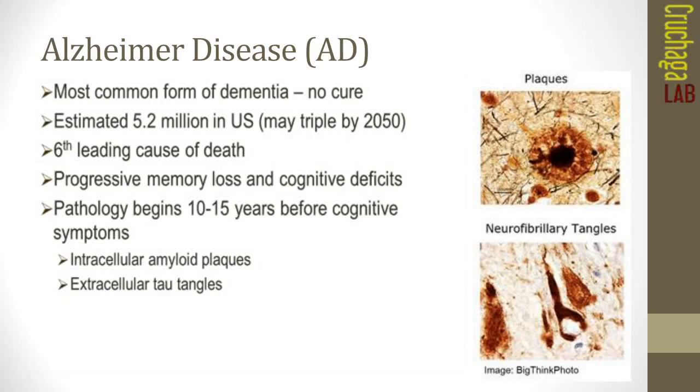It is well accepted nowadays that the pathology of AD begins 10 to 15 years before we can notice any decline in cognition. And from the pathological point of view, it is characterized by intracellular amyloid plaques and extracellular tau tangles.